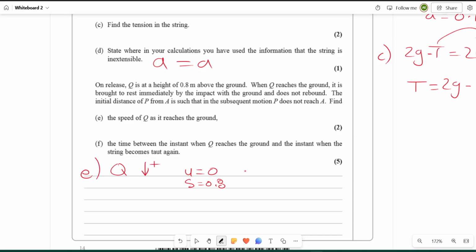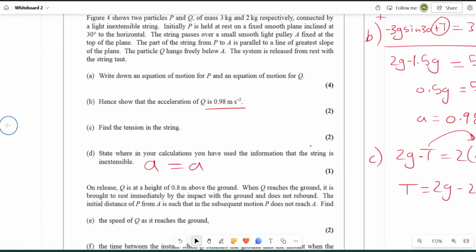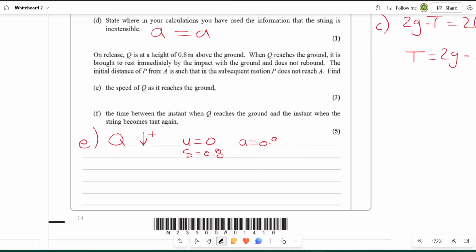What else do I have? I have acceleration, which is also positive because it's pointing down. It was, how much was actually, 0.98, and meter per second squared, meter per second, this is meter, and I want the speed, the final speed.